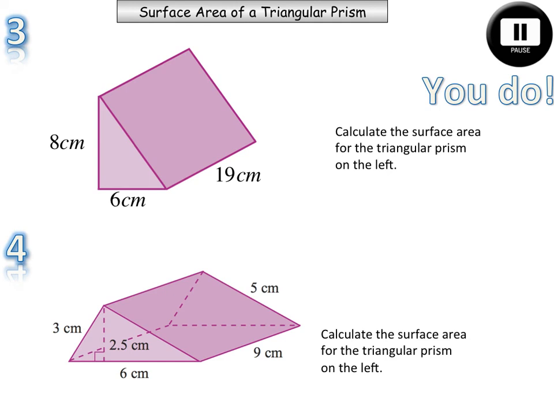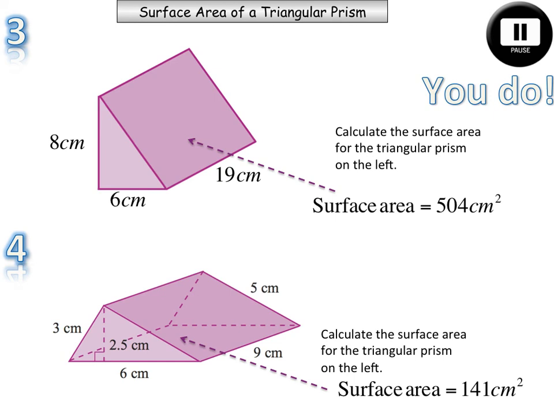Okay, have a go at these two particular triangular prisms, and we'll see how you went. Okay, so here are our solutions. The first one is 504 square centimeters, and the fourth question is 141 square centimeters.